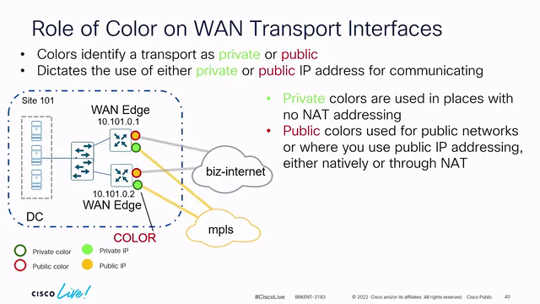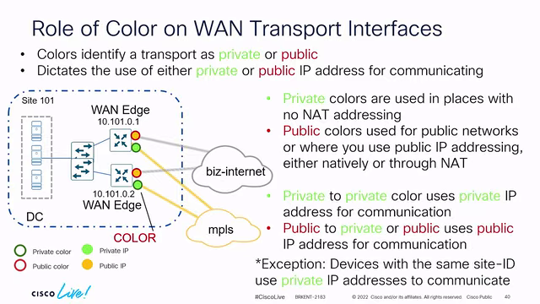For our public colors, we're going to be using those in public networks, or where you use public addressing that's either native or behind a NAT device. The thing to remember is if I'm a private color and I'm trying to reach another SD-WAN device of a private color, I'm going to use our private addressing space to discuss. Whatever is attached to its private IP, I'm going to talk to that IP address.